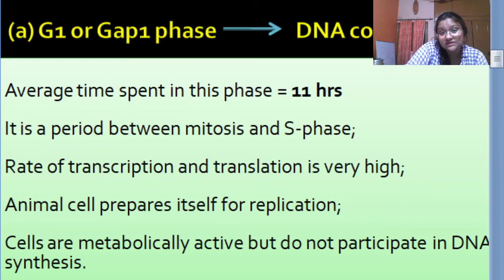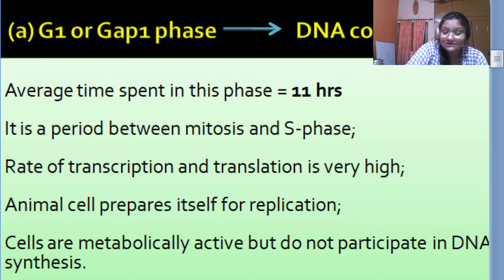The speciality of this phase is that during G1 phase, the rate of transcription and translation is very high because the cell needs proteins, which are required for various processes which occur during interphase. Like replication, some replication machinery is also synthesized during this time, basically proteins like MCM and all. So the rate of transcription and translation is very high.